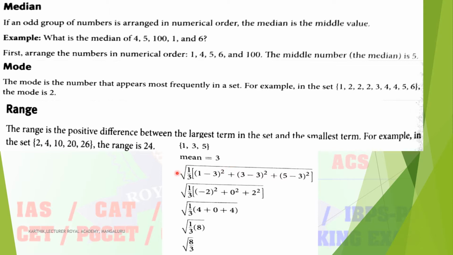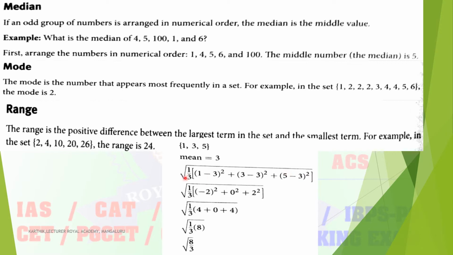Next, the formula for the standard deviation is the square root of 1 by n. n is nothing but the number of digits, that is 3. So 1 by n is 1 by 3. After that, in brackets: (1 minus 3) whole square plus (3 minus 3) whole square plus (5 minus 3) whole square. This is the actual formula for finding the standard deviation.